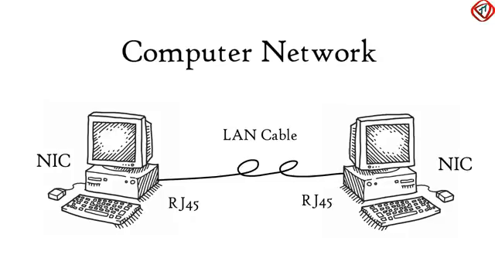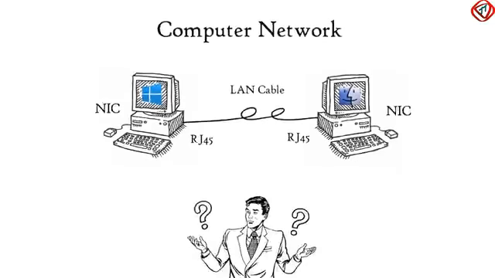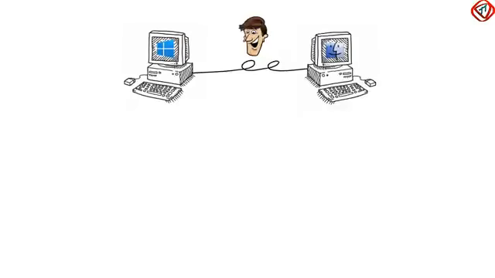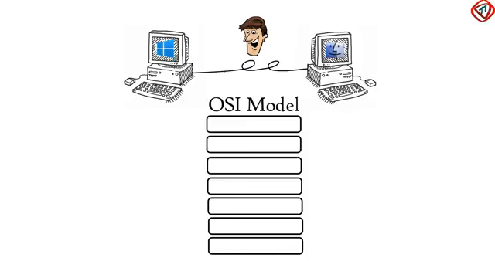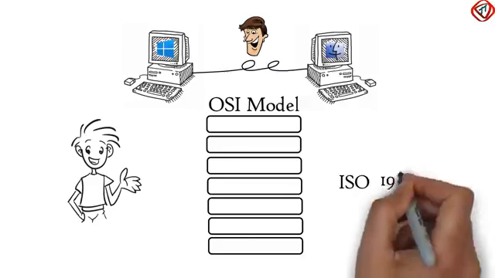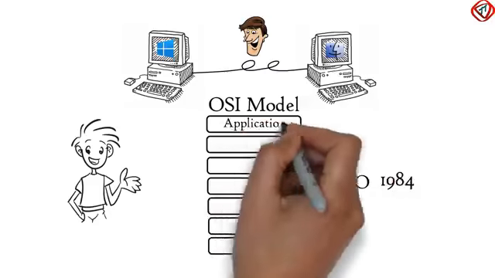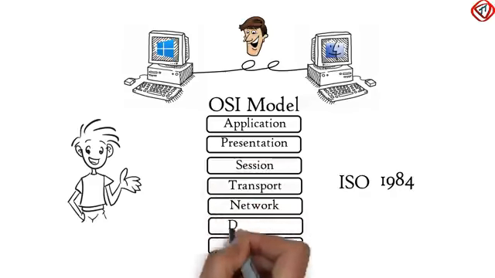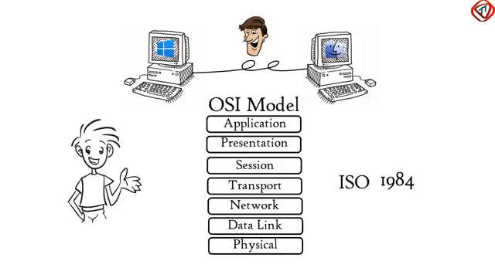But if one computer is based on Microsoft Windows and the other one has Mac OS installed, then how are these two computers going to communicate with each other? In order to accomplish successful communication between computers or networks of different architectures, the 7-layered OSI model, or Open System Interconnection Model, was introduced by the International Organization for Standardization in 1984, containing the application layer, presentation layer, session layer, transport layer, network layer, data link layer and physical layer.